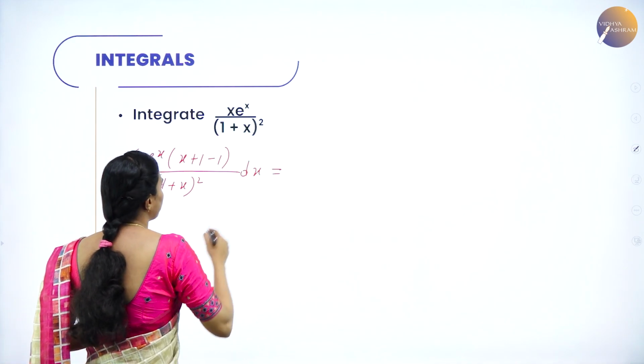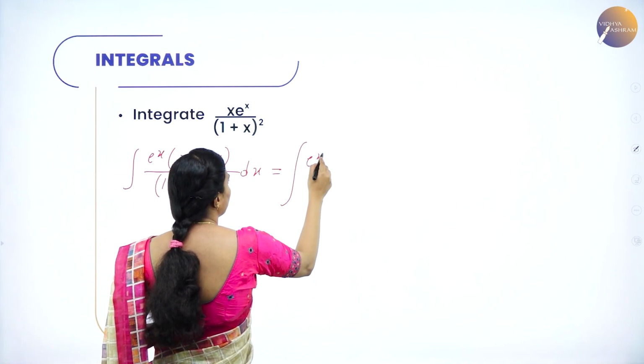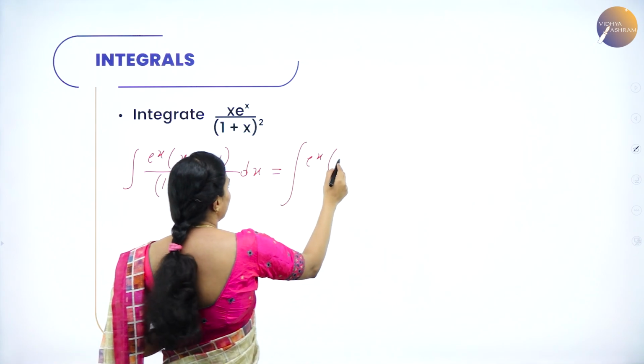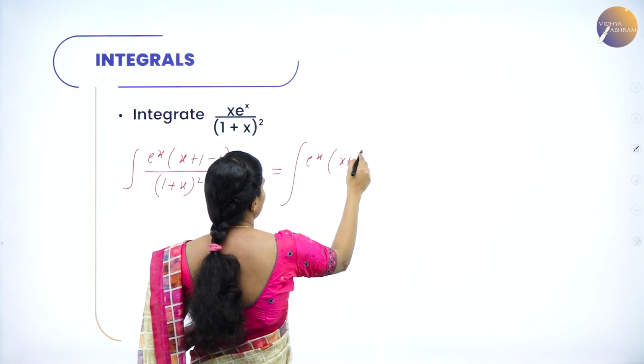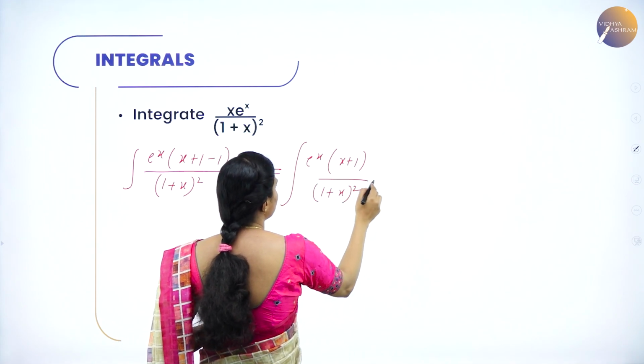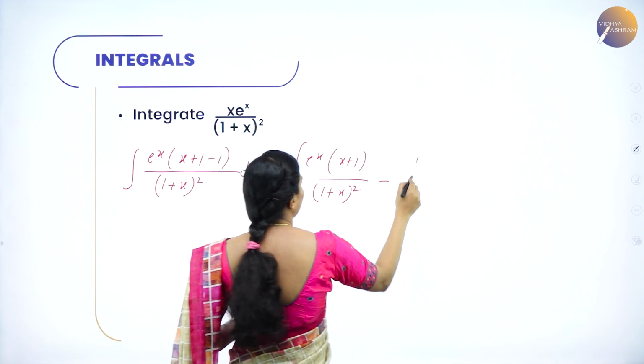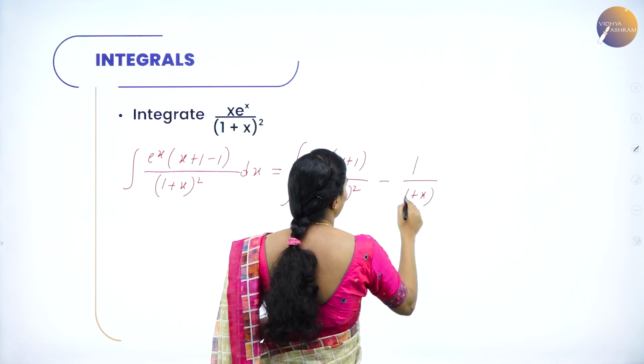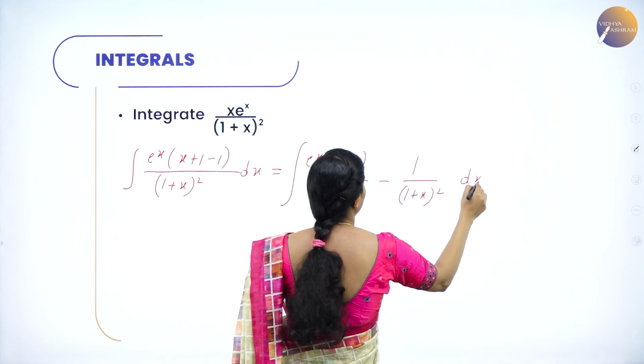Now which implies integral of e power x into, you can write x plus 1 divided by 1 plus x whole square, or x plus 1 whole square, minus 1 divided by 1 plus x whole squared. I hope you are getting this one, into dx.